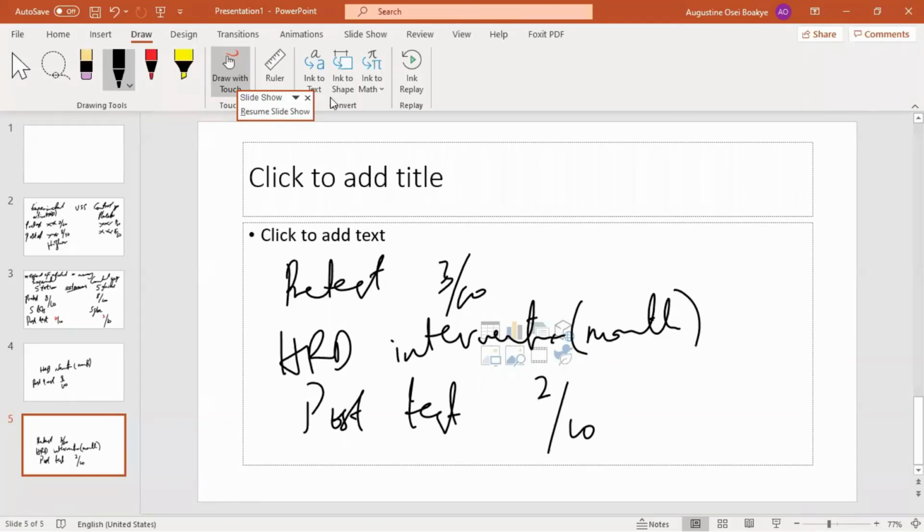Yes. What will be your conclusion? If you administer a pre-test, post-test evaluation design like this, and you end up having a pre-test score of 3/10, but a post-test score of 2/10, what would be your interpretation of this evaluation? Yeah, Ernest. To mean that the HRD intervention was not efficacious.